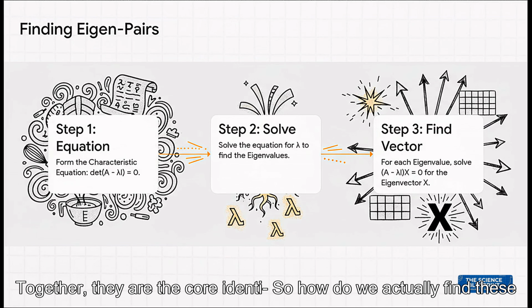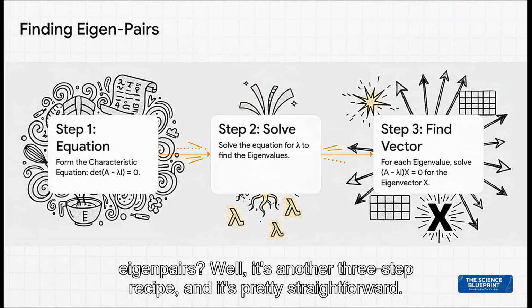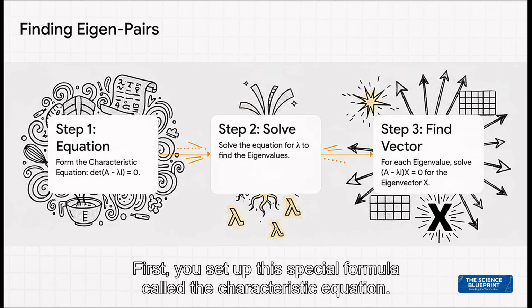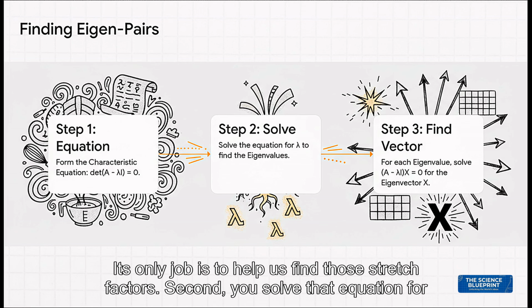So how do we actually find these eigenpairs? Well, it's another 3-step recipe, and it's pretty straightforward. First, you set up this special formula called the characteristic equation. Its only job is to help us find those stretch factors.